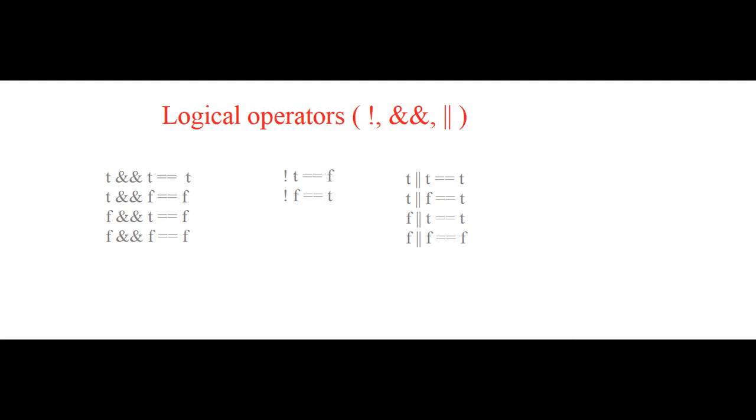And then on the right side, you have true or true is equal to true. True or false is equal to true, because we can choose between true or false, so we choose true. False or true is equal to true. It means one of them is equal to true. False or false is equal to false.